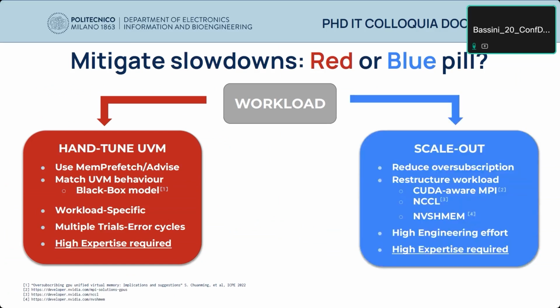So each time you change your dataset, it might happen that the performance that you obtained before is not there anymore. The other option is, of course, I can scale out my solution. So if I'm using more memory than the one that I have on my hardware accelerators, I use more hardware accelerators. Unfortunately, to obtain this, you have to restructure your application to match predefined programming models, such as CUDA-aware MPI, NCCL, or NVIDIA SHMEM. There are many more technologies, but you need to change your application.